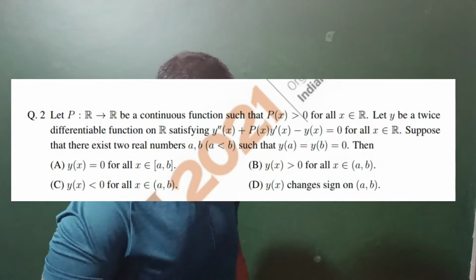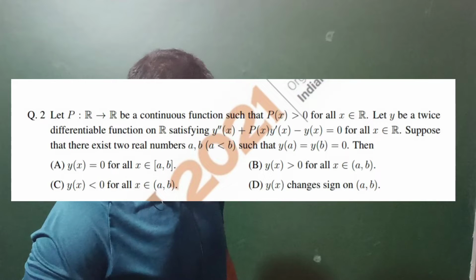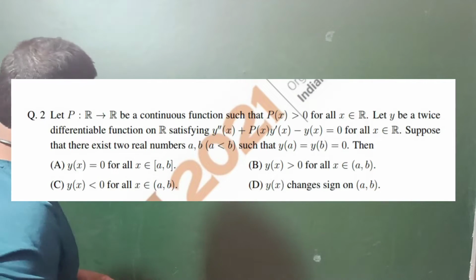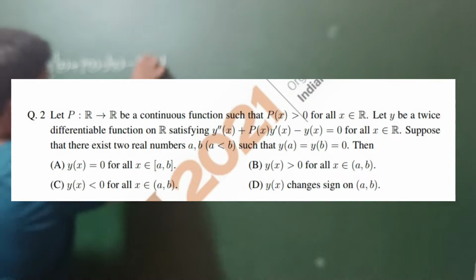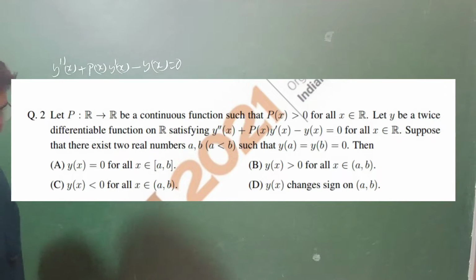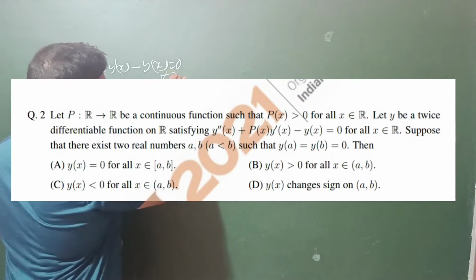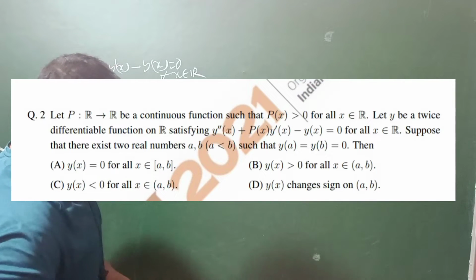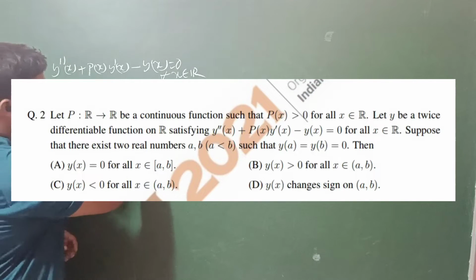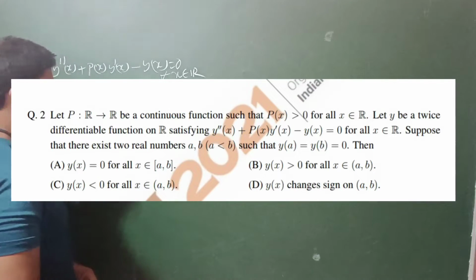Given that, let p from R to R be a continuous function such that p is greater than 0 for all x belongs to R. Let y be a twice differentiable function satisfying y''(x) + p(x) y'(x) - y(x) = 0 for all x belongs to R. Suppose there are two numbers a and b so that a < b, y(a) = y(b) = 0.